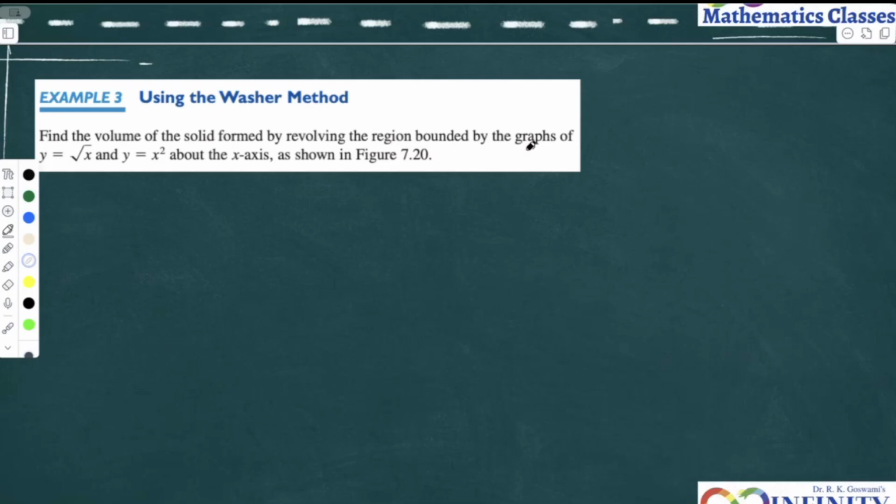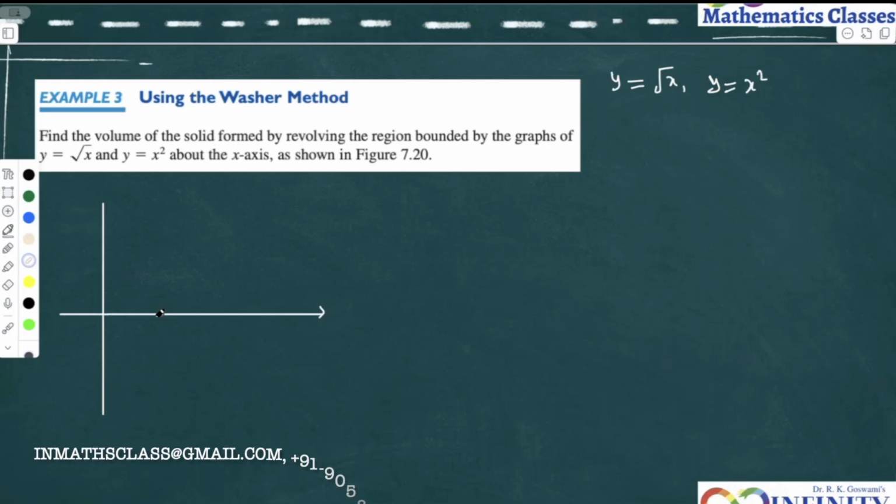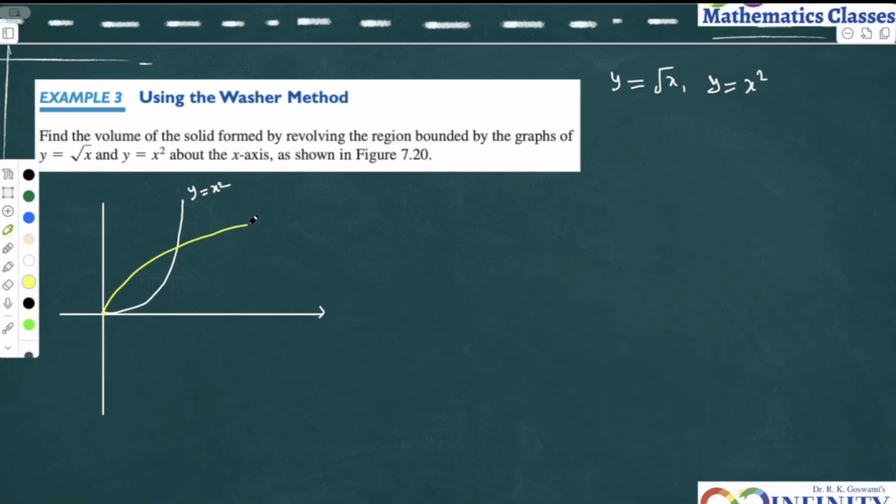Just assume there are two curves given to you, y equals square root of x and y equals x square. What kind of graph will they have? Yes, y equals x square is going to be like this, and y equals square root of x is going to be like this. So this is the area, and you need to rotate this area about the x-axis. You got it?